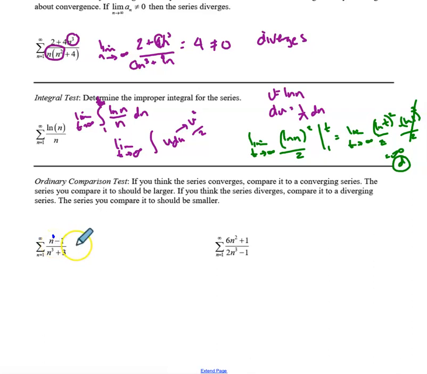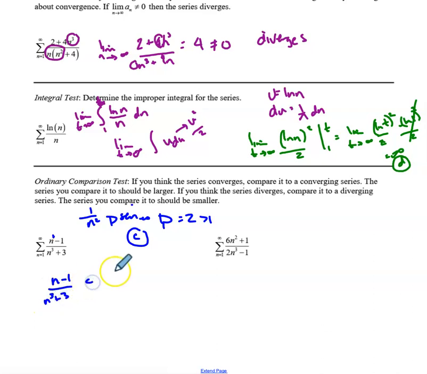Now, this only will work, 1 over n squared, first of all, we have to document, is a p series with p equal to 2, which is greater than 1, so 1 over n squared converges. And now we need to show that n minus 1 over n cubed plus 3 is less than the known convergent series to conclude that our series converges.